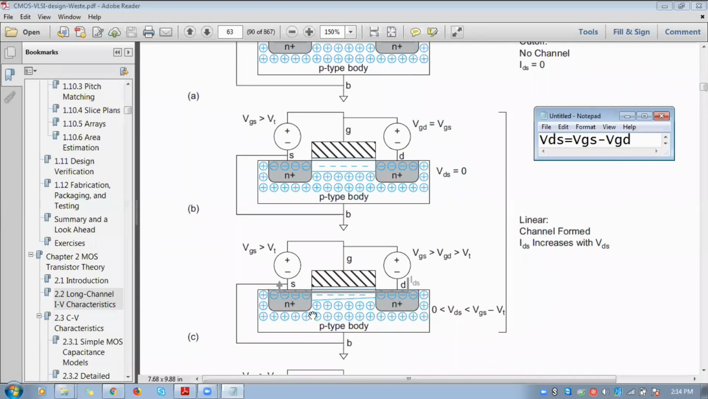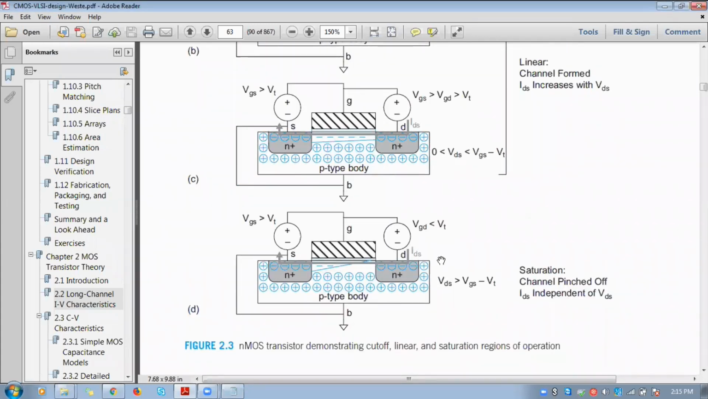That will generate an electric field, and due to that electric field your electrons will move from source to drain. Consequently, the IDS current flows in the opposite direction. So the condition here is VDS less than VGS minus VT, as we have specified.